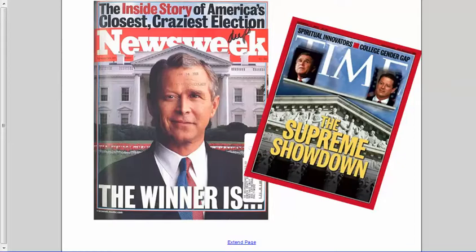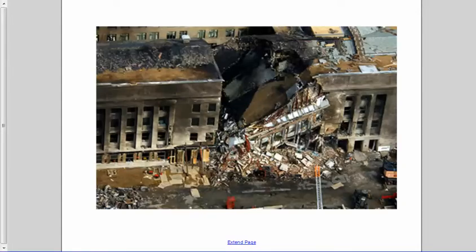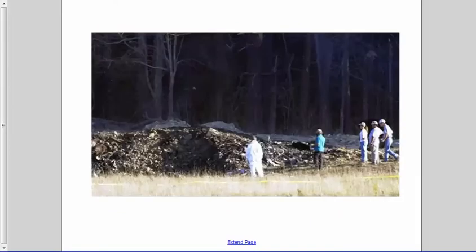So he takes office in 2001 in January, and 9 months later, 9/11 happens. So a Middle Eastern terrorist attack on American soil, and not just in one place. So remember, 2 planes hit the Twin Towers in New York City. We also had a plane that hit the Pentagon in Washington, D.C., and a plane that was aiming for somewhere else in D.C. that was taken down in a field in Pennsylvania. So 9/11 was a huge impact on the country.